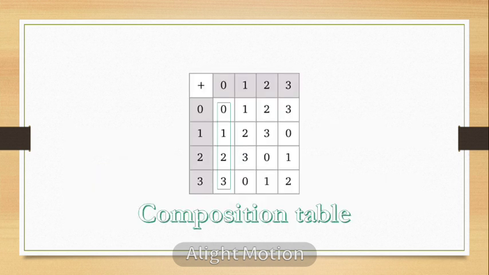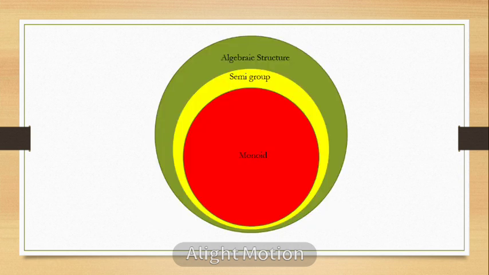Now if we look at the composition table, we can clearly see that there exists one such row or column in which the elements are as they are. Here I have marked one column, so 0 is the identity element in this case. By looking at the axioms and the composition table, we can conclude that a monoid is a subset of semigroup, which itself was a subset of algebraic structure.